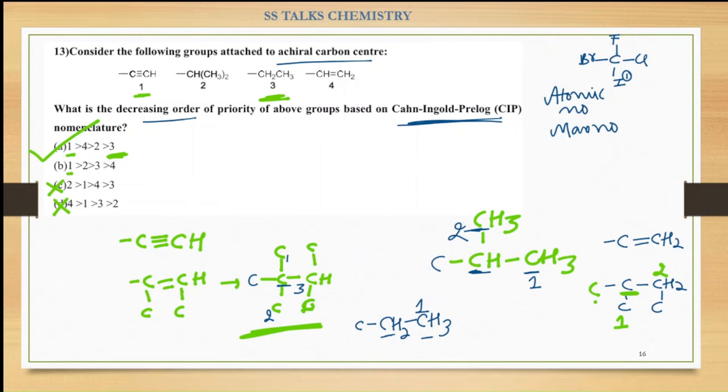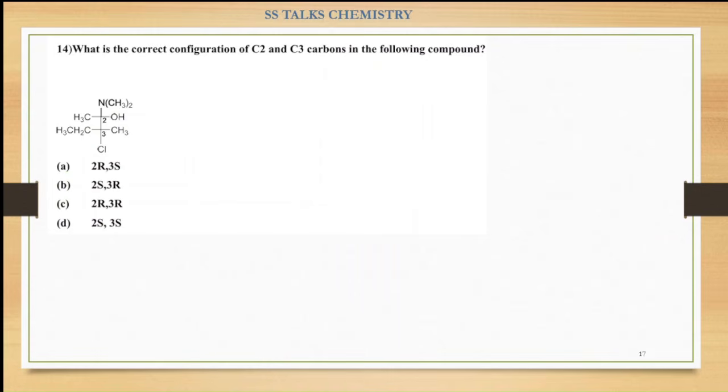So now let us move on to the next question. This one says: what is the correct configuration at carbon number 2 and 3 in the following compound? A molecule is given to us where the carbon centers are labeled as second and third. We have to give them the RS configuration for this.